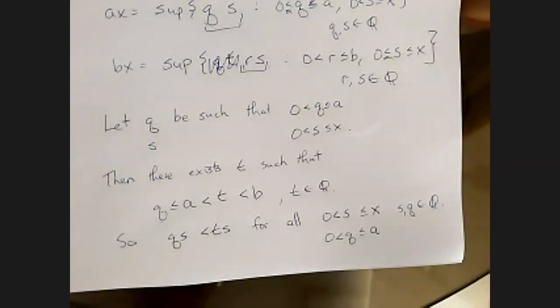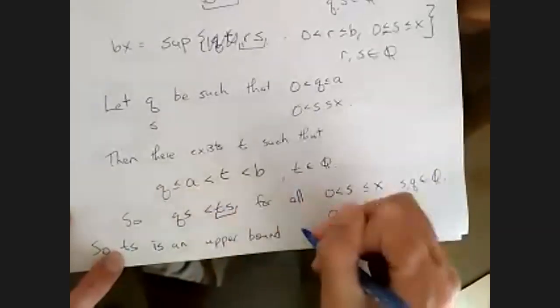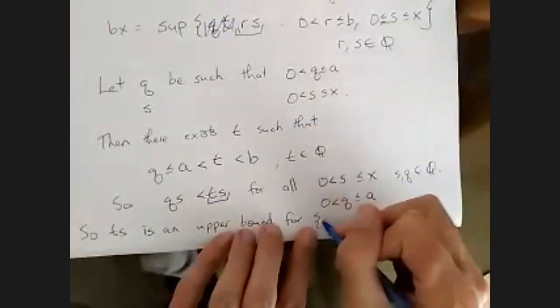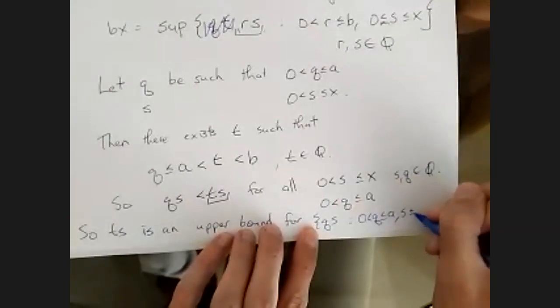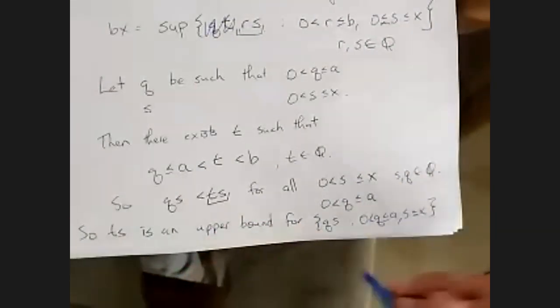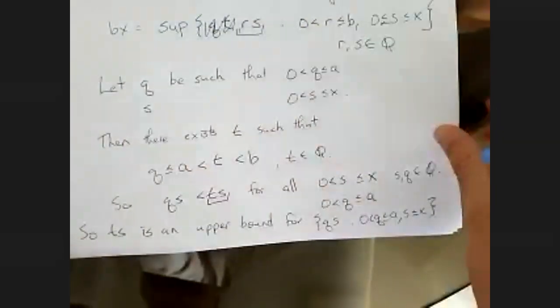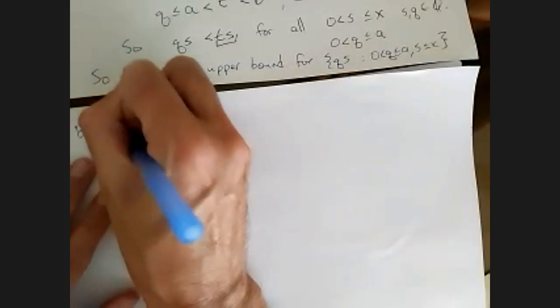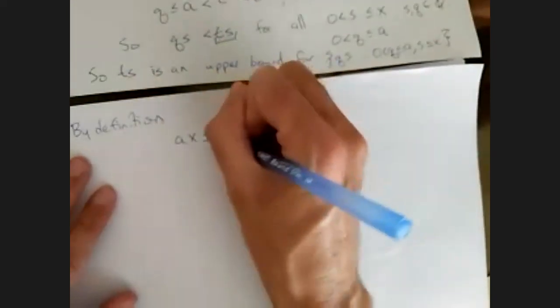Okay, that means that this TS is an upper bound for this set. So that tells us TS is an upper bound for those QS's where Q is less than or equal to A, S is less than X, Q and S rational. Okay, so if it's an upper bound, the least upper bound is less than or equal to TS. Well, AX, that's the least upper bound by definition. That's how we define AX. So by definition, the least upper bound has to be less than or equal to the other upper bound. We have AX less than or equal to TS.